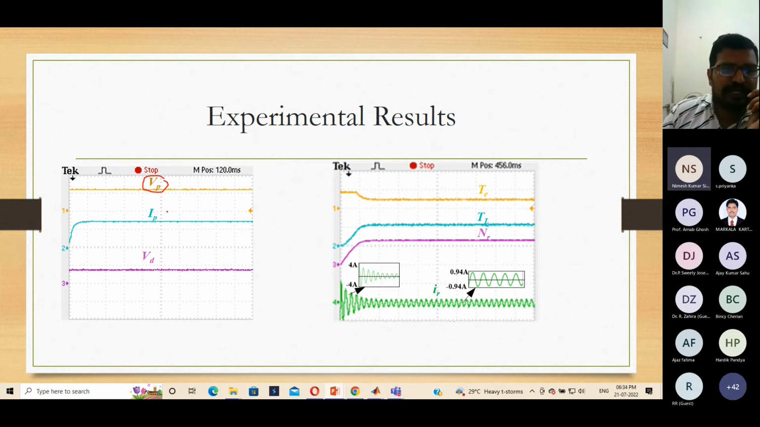VP is the PV voltage and IP is the current. Once the IP builds up and settles to a certain value, the value of VD is going to be constant with the help of the voltage controller loop. Initially the torque will be high and it will reach a steady state value. The load torque reaches the torque TL as the motor starts and achieves the desired speed NR. At starting, as we know, the induction motor has a high starting current. Once it reaches the steady speed, it is constant.